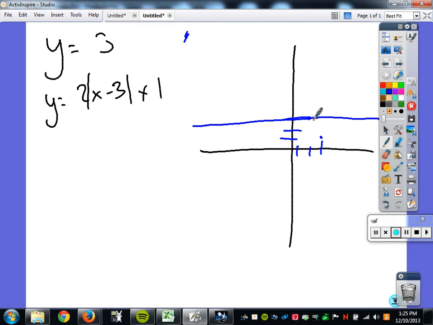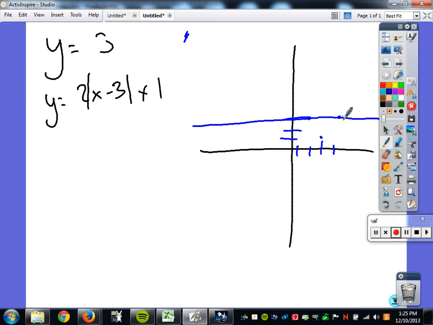Let's notice, what do we also know about absolute values that is very similar to quadratics? They're symmetrical. A V is symmetrical, the same as a U, right? Make sense to everyone? So notice how I went 1 unit to the left, and I'm up here at 3. So if I go 1 unit to the right, I should be up here at 3, correct? Does everybody see that?